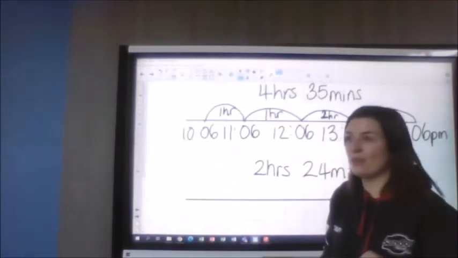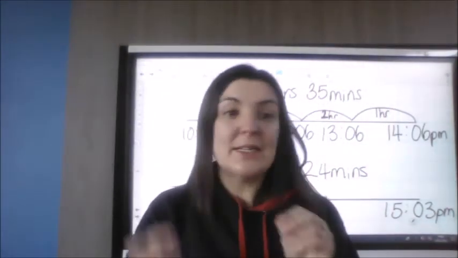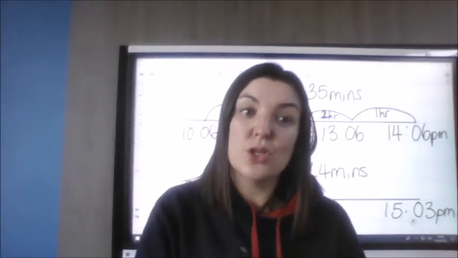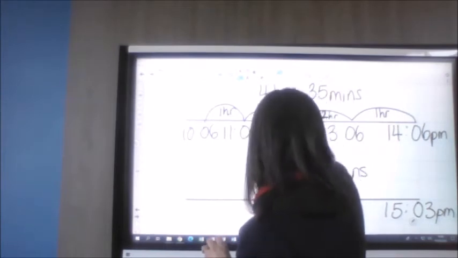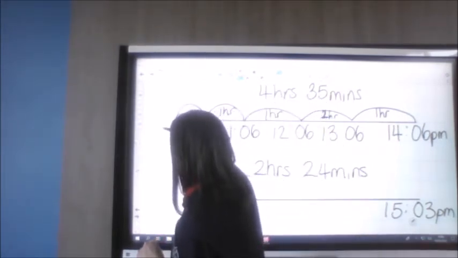Now the tricky bit, I've got to take 35 minutes off. This is key. Please don't put it in a column. It won't work with time. Okay, you've got to use your number line. So I'm going to take the 5 minutes first. So that will take me to 10:01.